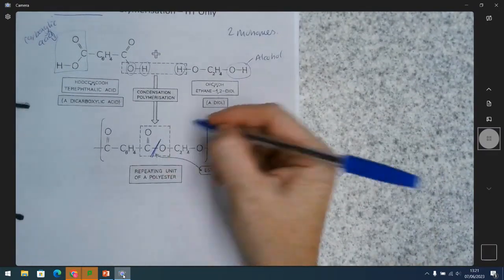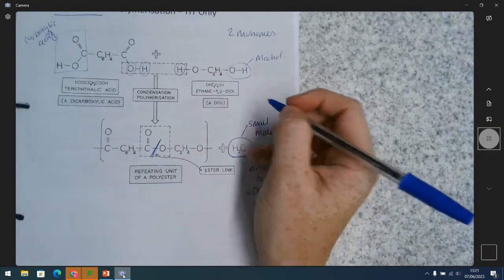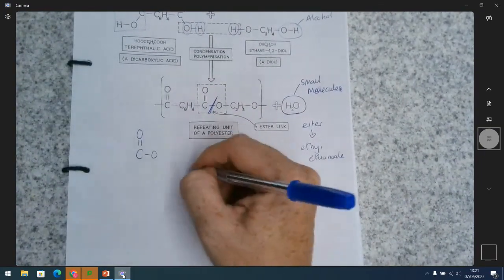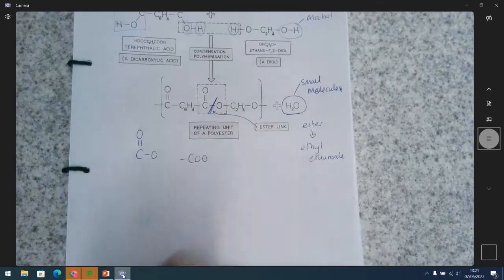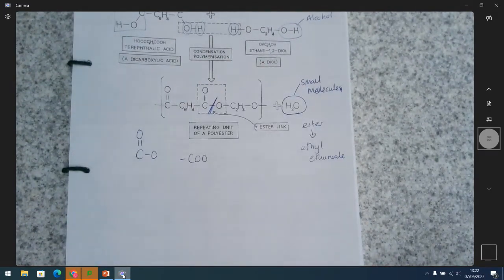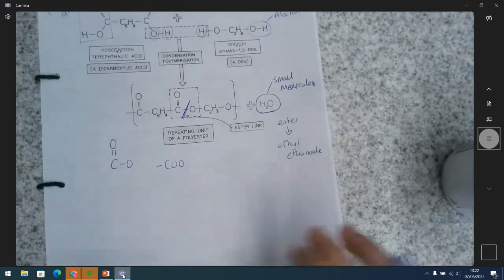Now here is where the ester link is taking place, and I know that because esters have got that lovely structure, what we call the Q. And again, we talk about that when we go over the structure of an ester. So this is a condensation polymerization reaction. We're going to go through what that means.